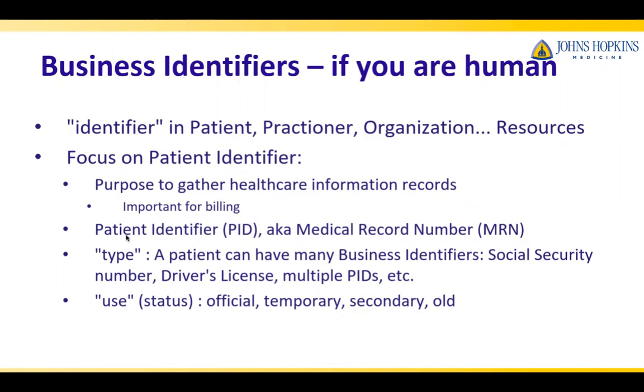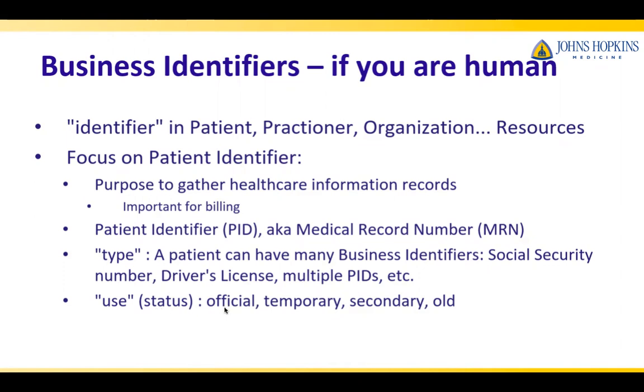You may hear this referred to as a patient identifier or PID, or you may hear it referred to as a medical record number. To the best of my knowledge, they're the same thing. In FHIR, a patient ID has a type. The type can have many different business identifiers associated with it. It can be a social security number, a driver's license, and furthermore, a patient may have multiple patient identifiers assigned by different healthcare institutions.